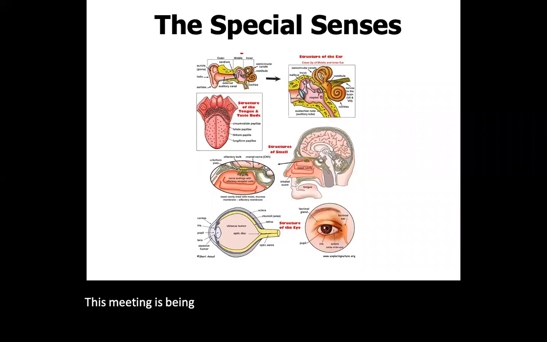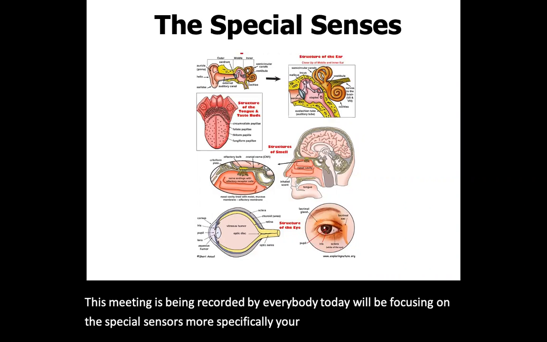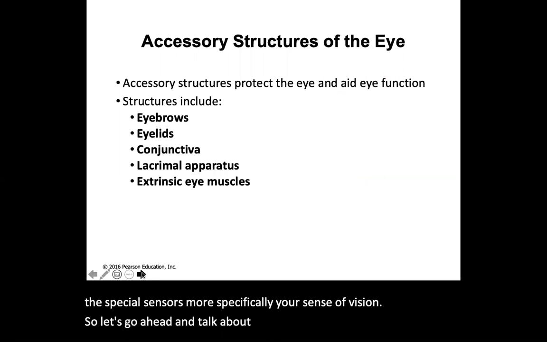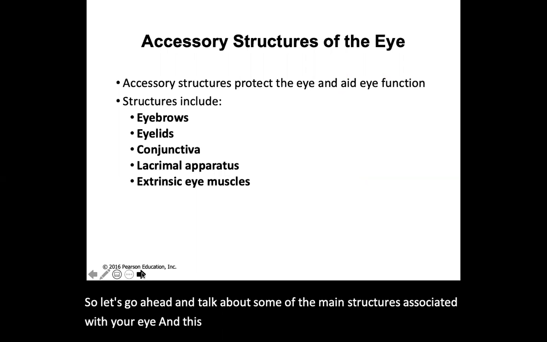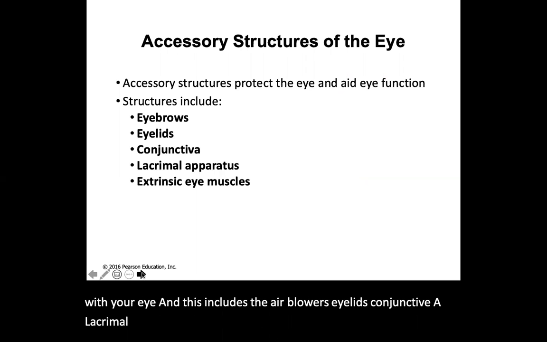Hi everybody, today we'll be focusing on the special senses, more specifically your sense of vision. So let's go ahead and talk about some of the main structures associated with your eye. This includes the eyebrows, eyelids, conjunctiva, lacrimal apparatus, and the external or extrinsic eye muscles that allow for eye movement.